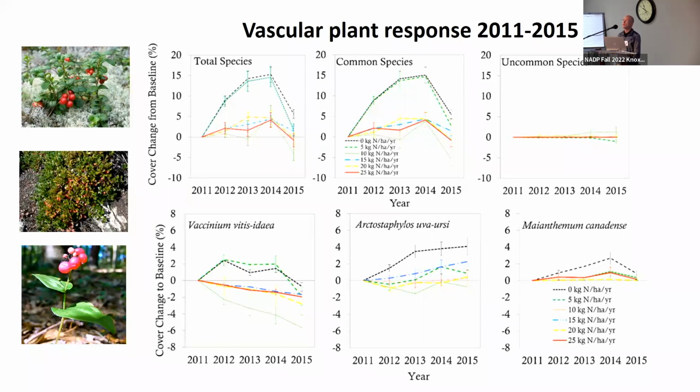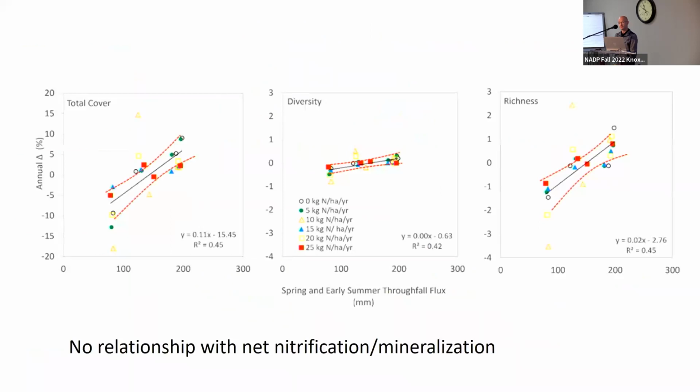But something did happen in the meantime. And so that's really what we were trying to understand: what was going on there? So we tried everything to look at. We looked at nitrification rates, and the only thing that we could really see that explained the change in the vascular response was summer precipitation. Both diversity, richness, and cover were related to summer precipitation in those years, irrespective of treatment.